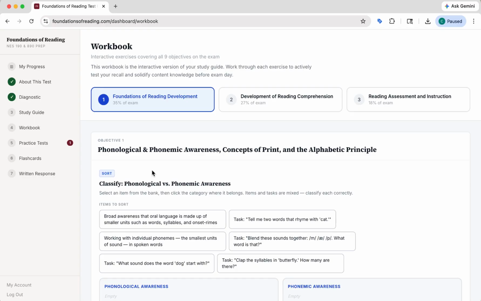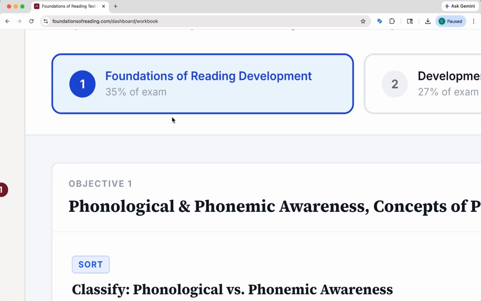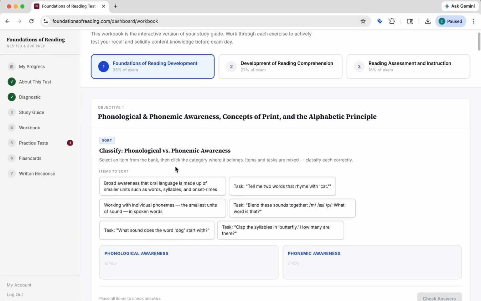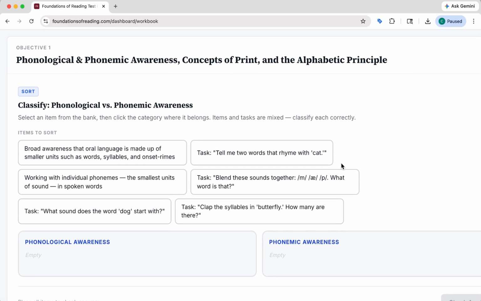All right, without further ado, we are going to begin with the workbook for the Foundations of Reading Development. You can recall that this section is worth 35% of your exam. It's by far the most important section that you need to know. So we're going to be working through this step by step. I've mentioned this before: your brain activates differently when you are literally the one clicking the button and thinking for yourself, where should this go? So although this is a very helpful video, the best step is for you to actually get access to this so you can see if you can complete it or not.